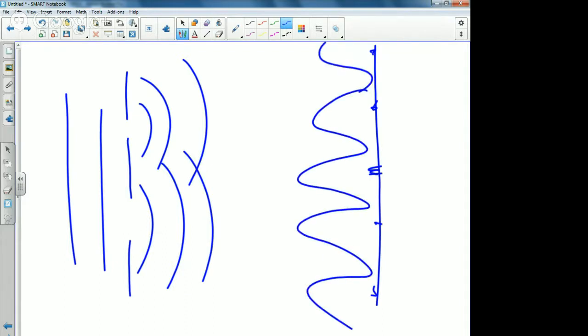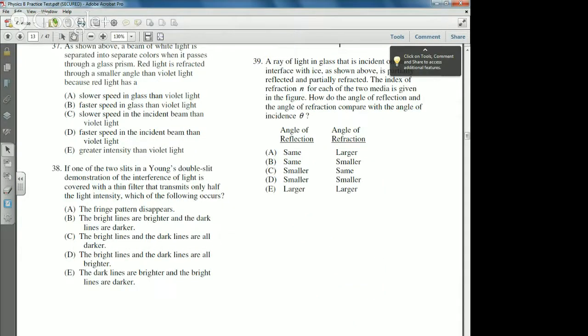The reason we get this pattern is simply because of constructive and destructive interference. So if you have less light going through, you have less constructive and less destructive interference. You'll still have the same pattern, but it's just not going to interfere as much. And because it's not going to interfere as much, the answer is choice E. Dark lines are brighter, bright lines are darker.